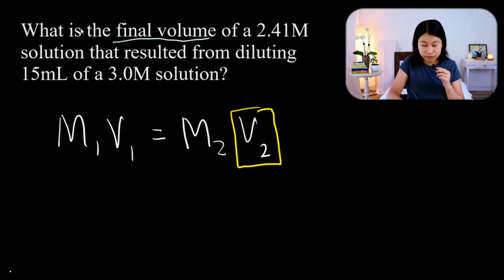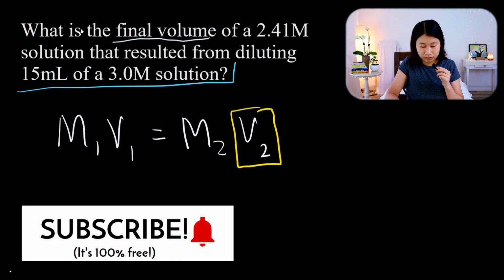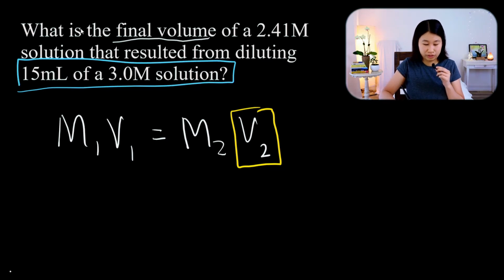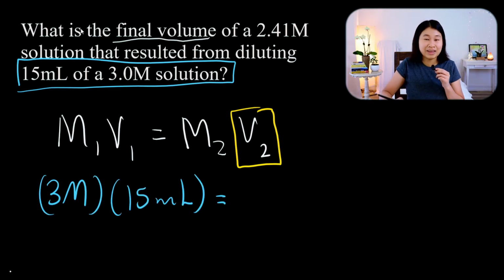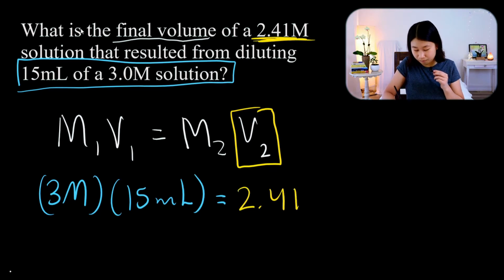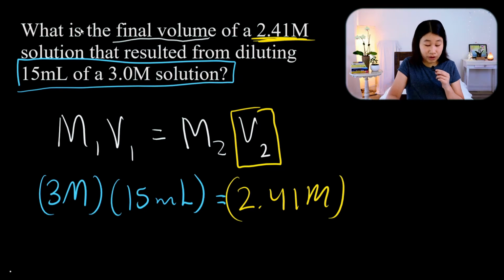So now we just need to correctly assign them. Reading this question, this is what was diluted, so this should be the initial, what we started with. So what we started with was a 3 molar solution. We're going to multiply that by the initial volume of 15 ml. And that is equal to the final concentration, which is 2.41 M, times the final volume. Final volume we still need to find, so we'll just keep that as V2.